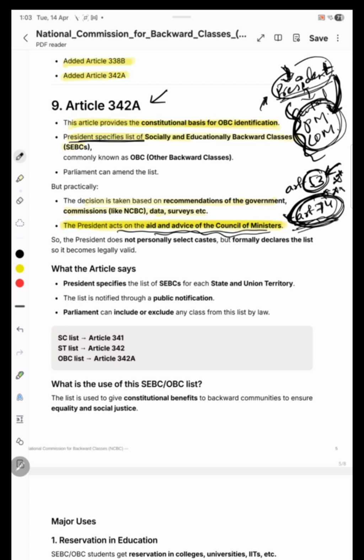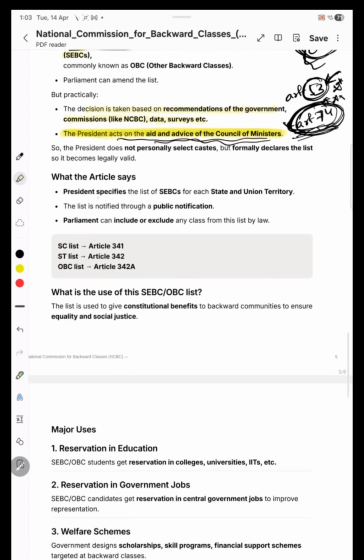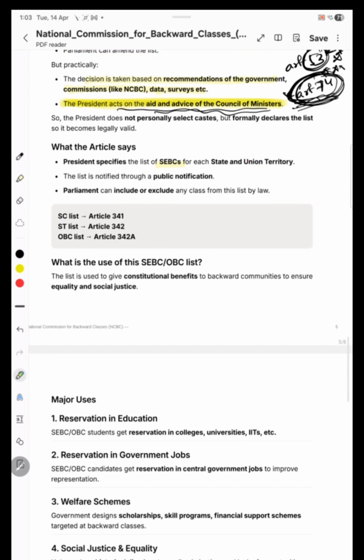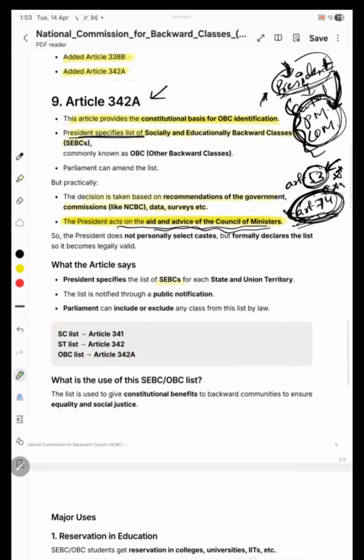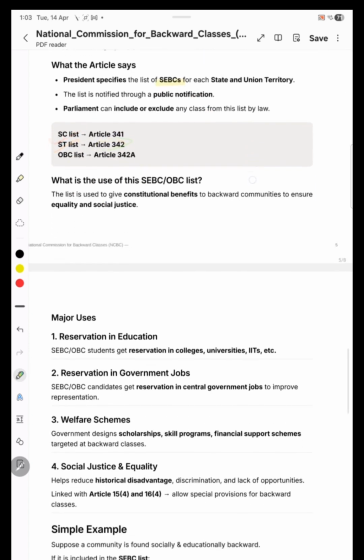Now going ahead, the President does not personally select classes, but formally declares the list, so it becomes legally valid. What does the article say? Article 342A: the President specifies the list of socially and economically backward classes for each state and union territory, and the list is notified through a public notification. Parliament can exclude or include any class in the list by law. So Parliament can amend the list. For the OBC list we have 342A; 341 is SC, and 342 is ST.